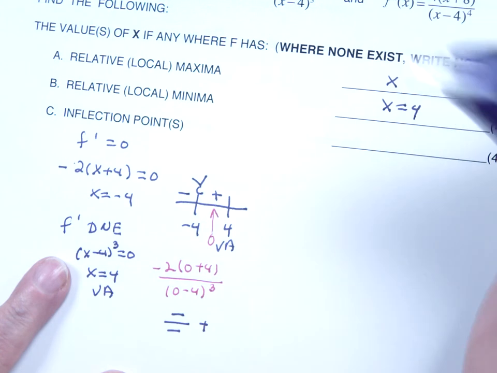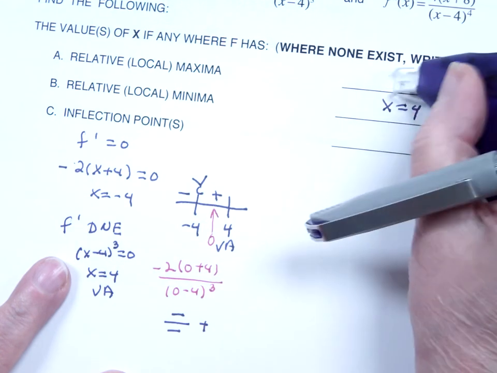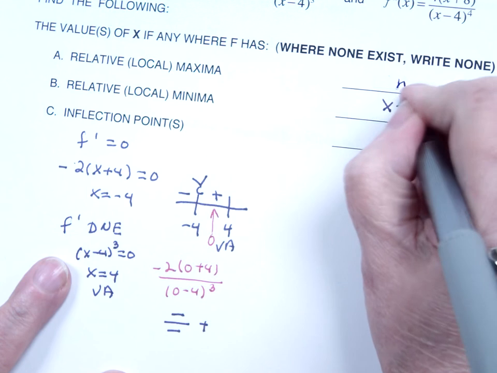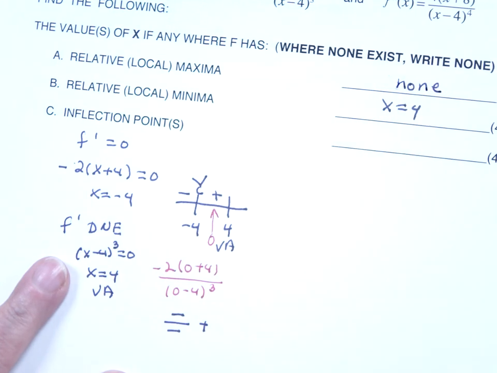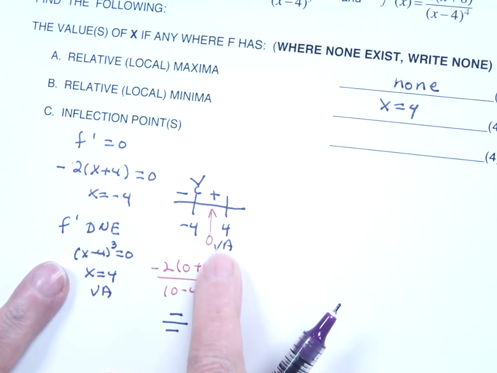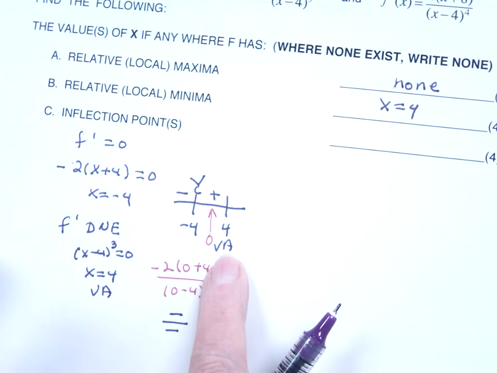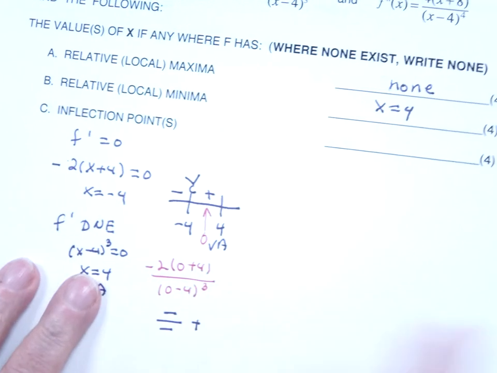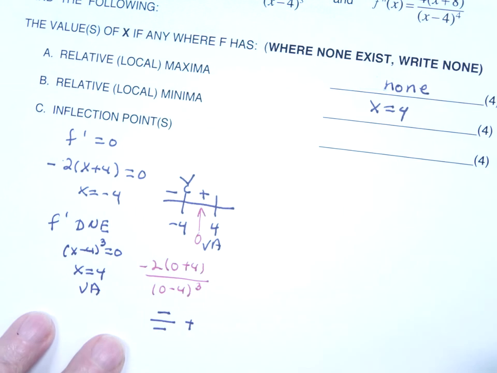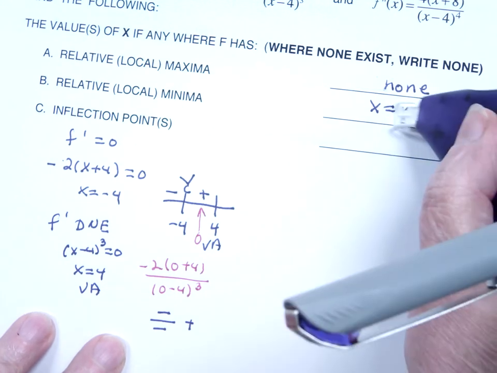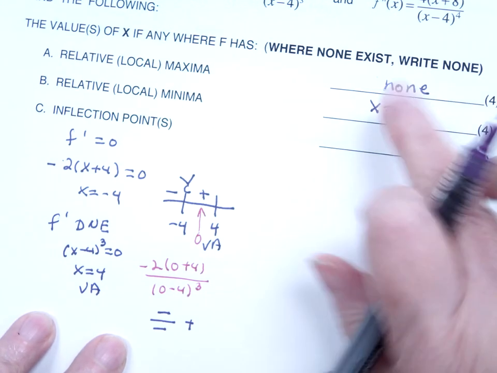And then no maximum, because this is a VA. That's your only other critical number, but it's a vertical asymptote. Minimum at -4. Oh, yes, thank you. I need to actually write that as -4.